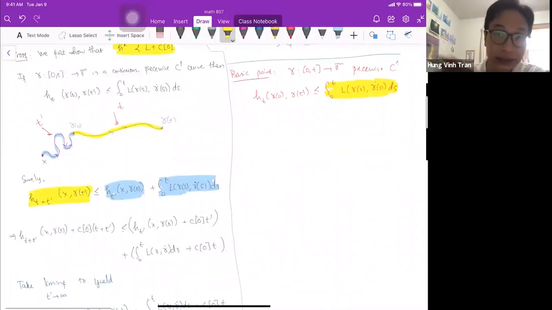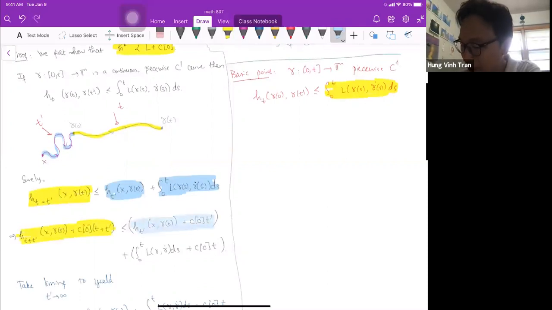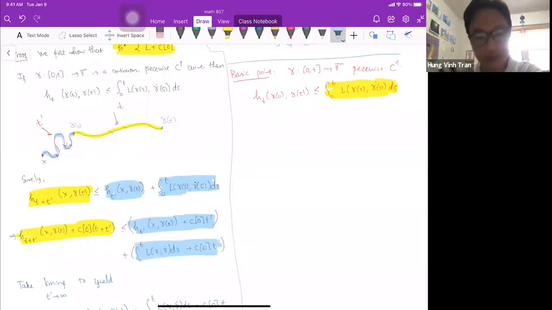Then again, as I said, I will need to add the normalized constant C naught. So I added it to both sides. Adding the normalized constant to the left-hand side and breaking it into two pieces on the right-hand side, I would have this. It's very standard. And here is exactly the point: after this, we're now going to let t prime go to infinity.